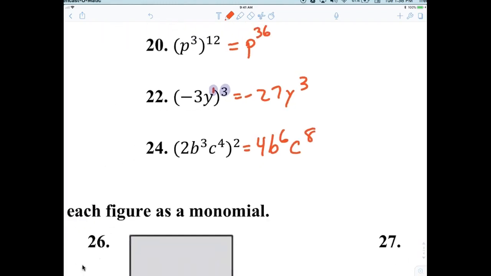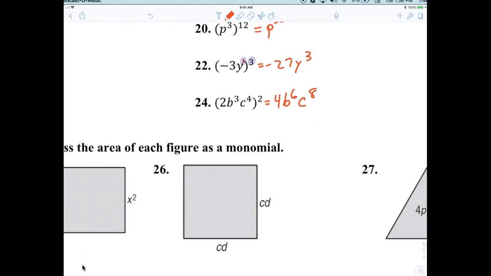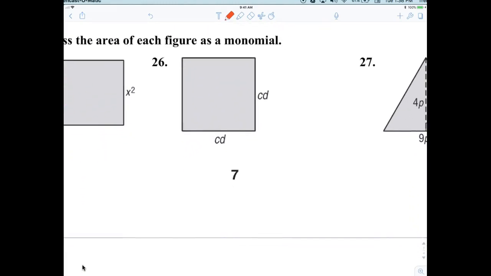All right, finally, 1 for 24, not bad. All right, let's take a look at 26. Here we go. Henry, go, 26.